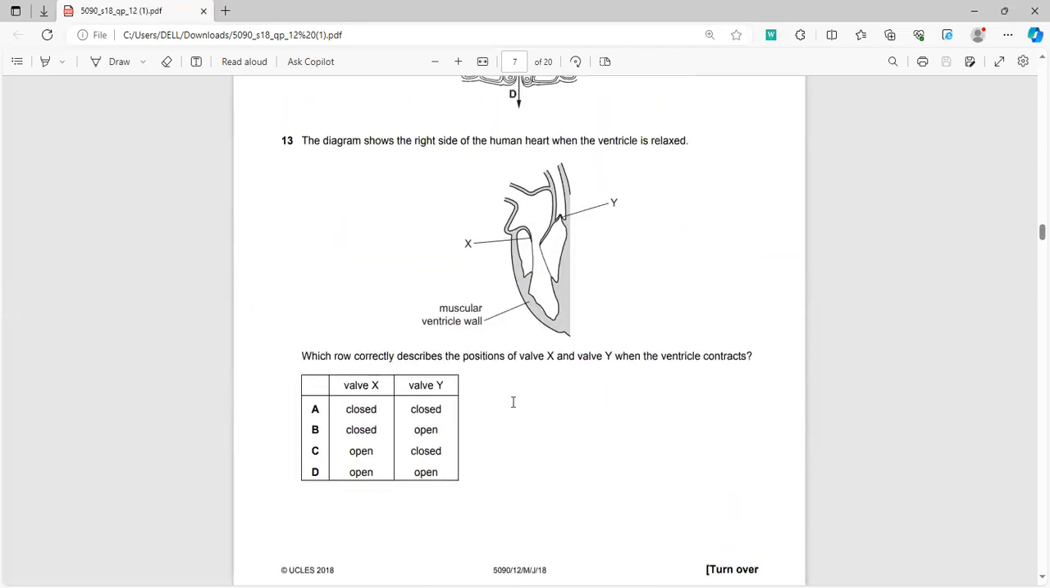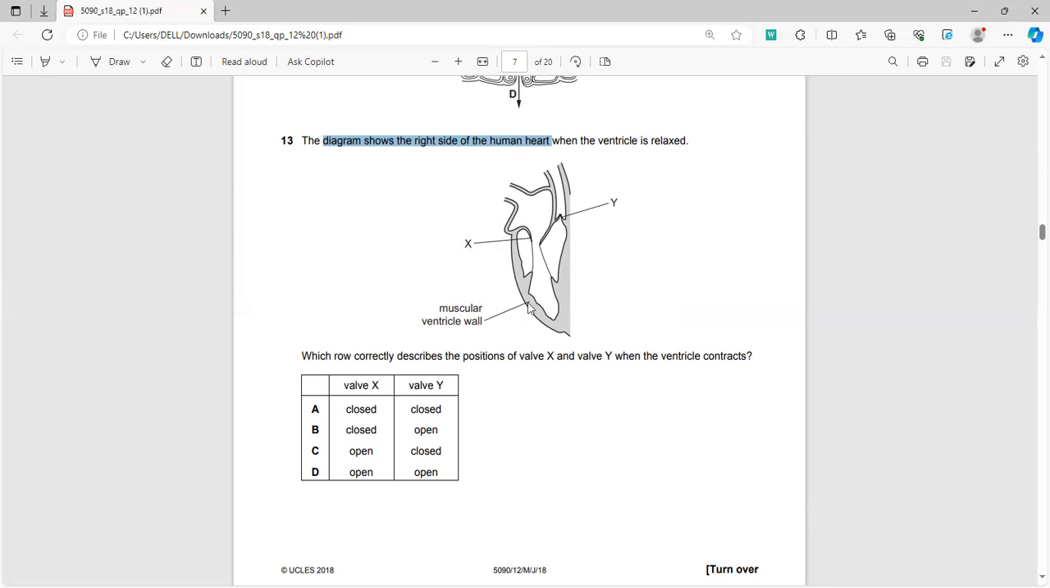In question number 13, which row correctly describes the position of valve X and Y when the ventricle contracts? They have shown the muscular ventricle wall. This diagram is of the right side of the human heart. Now this is the atrium and this is the ventricle. There is a valve in between them to prevent the mixing of the blood. Now when the ventricle contracts, on the right side of the heart the blood is pumped up towards the lungs. So what will happen to valve X and Y respectively?